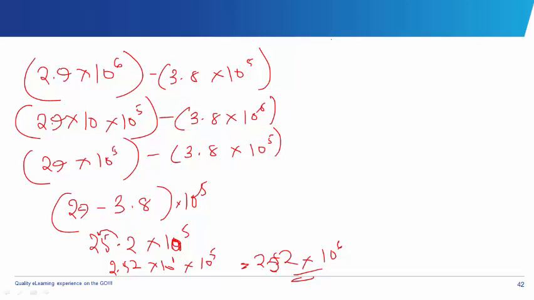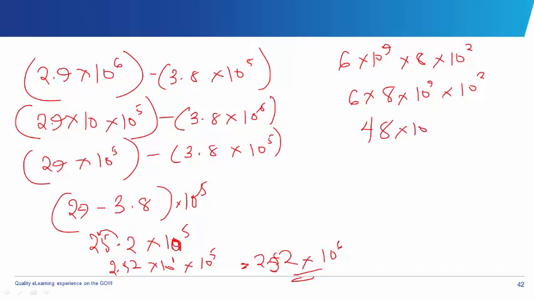Okay, let's look at multiplication. It's basically the same thing. 6 times 10 raised to the power 9 times 8 times 10 raised to the power 2. So factorize again. 6 times 8 times 10 raised to the power 9, then times 10 raised to the power 2, or let's collect like terms. 6 times 8 gives us 48, and this times this will give us 10 raised to the power this plus this, which is 11. So we'll make this expressed in standard form, which is 4.8 times 10, then times 10 raised to the power 11. When we multiply this, we'll have 4.8 times 10 raised to the power 12.